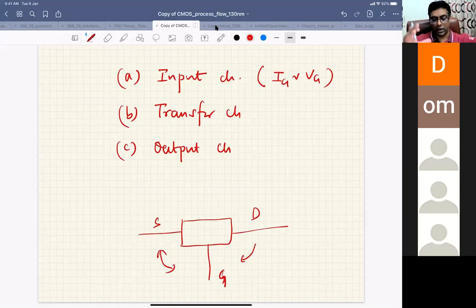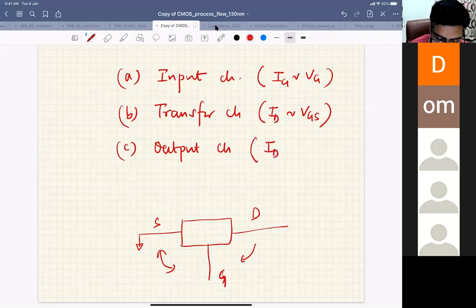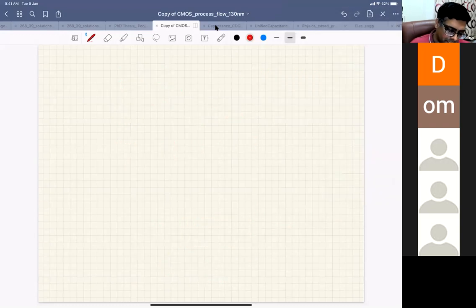So your input characteristic, right? If source is common, that means your input characteristic is between Ig as a function of Vg, right? Gate current as a function of gate voltage. Your transfer characteristic is your output as a function of input. So this is drain current as a function of Vgs because your source is common. So it will be Id as a function of Vgs. Your output characteristic is your output current and output voltage, ID versus VDS, right? So we talked about ID VDS and ID VGS earlier also.